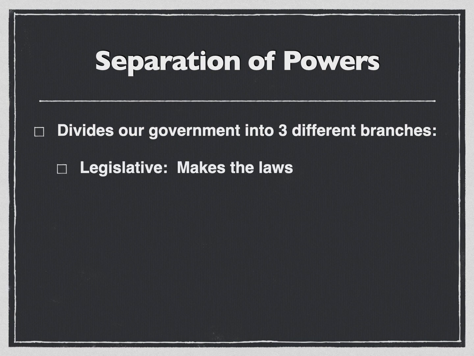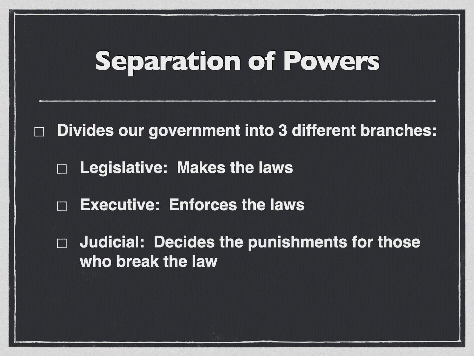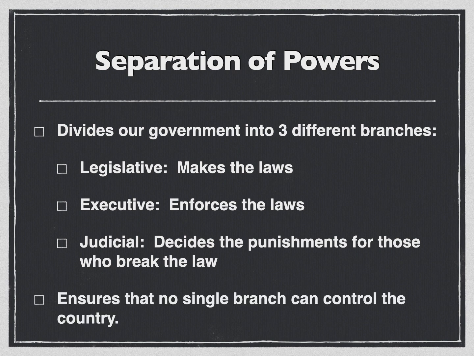We have the legislative branch, that's Congress. They make the laws. We have the executive branch, that would be the president and his staff. They enforce the laws. And we have the judicial, Supreme Court, other courts. They decide the punishment for those who break the law. By separating powers, it ensures that no single branch can control the country. So many people mistakenly believe that the president is all powerful or that the executive branch is the most powerful branch of government. That's not true, and that's not according to our Constitution.